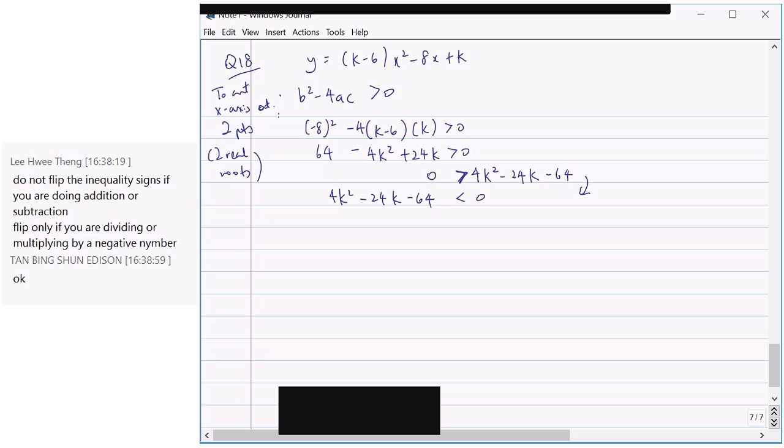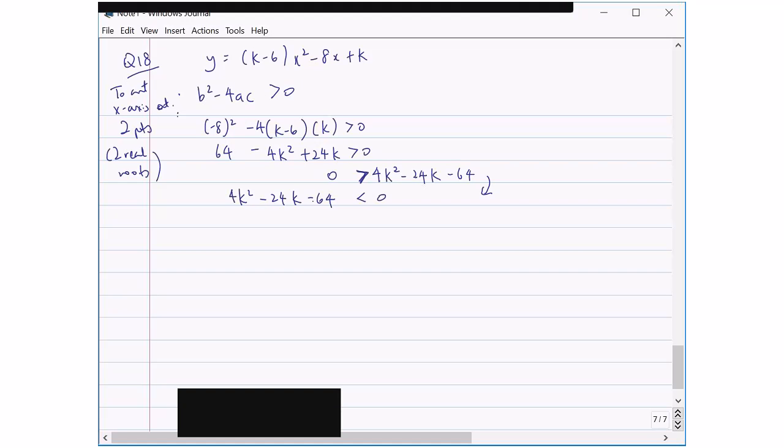Okay, and the next step would be to simplify this. I realize there's a common factor of 4, so I'm going to take it out. Okay, always simplify before you do any complicated solving. So I have 16 here. Okay, take out common factor 4. Okay, addition here. I want to get rid of the 4, so I bring the 4 over. It becomes a division. Edison, do I change the sign of the inequality?